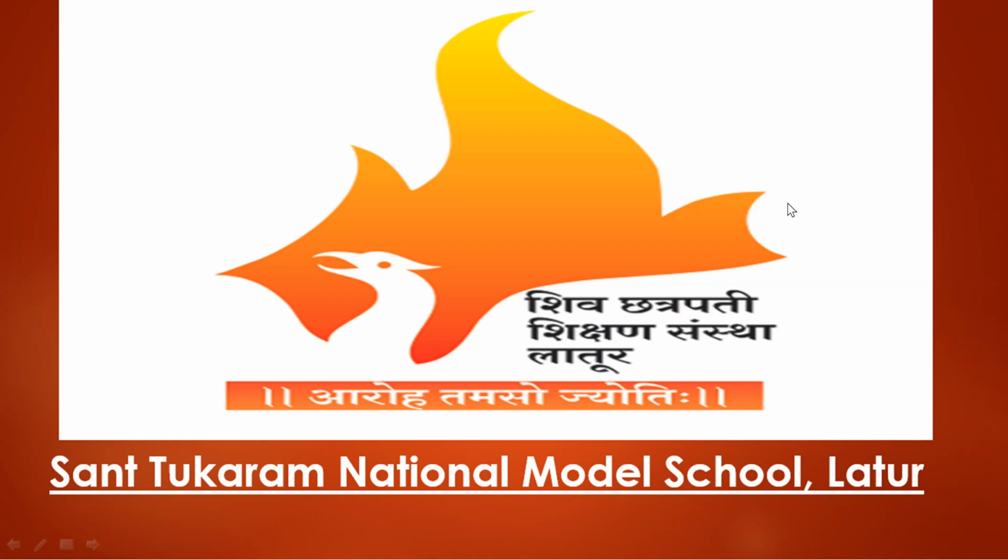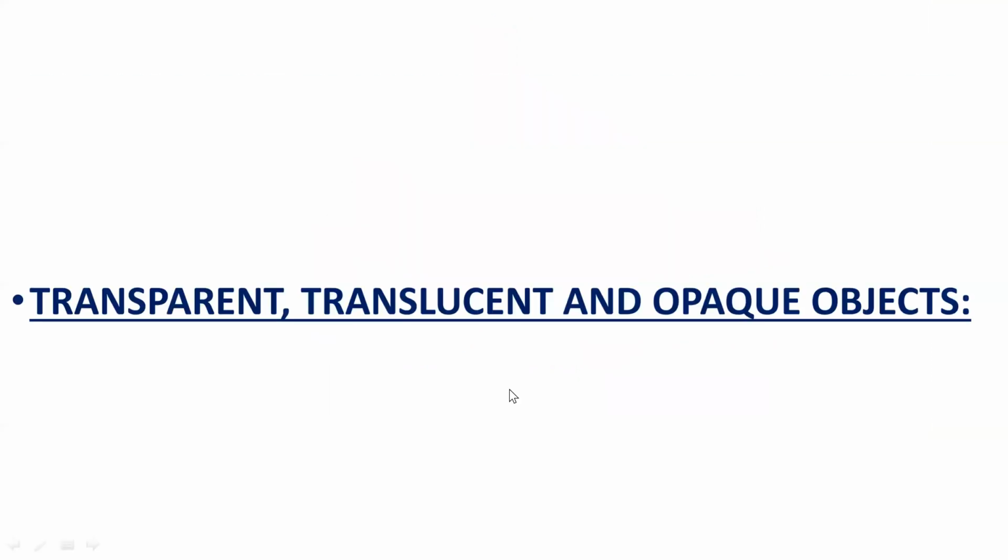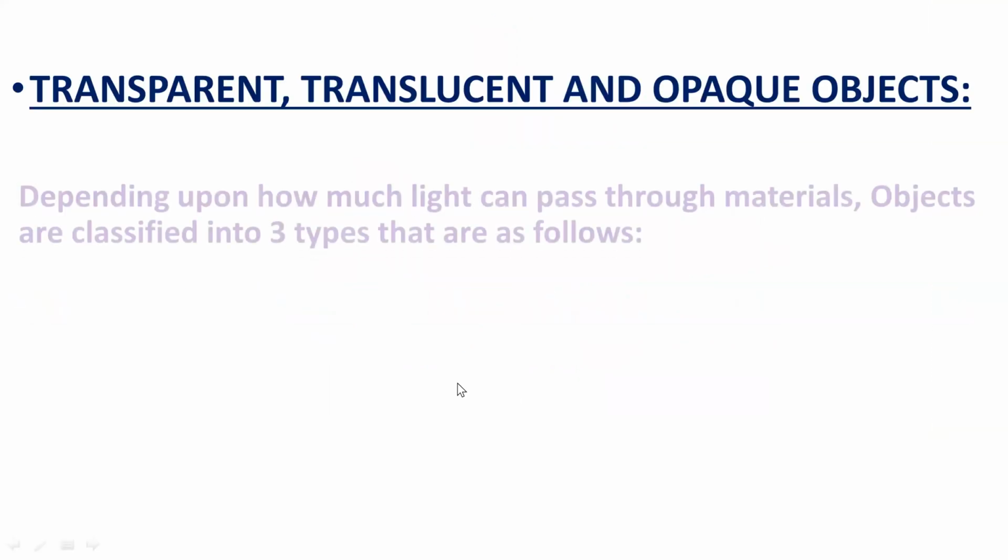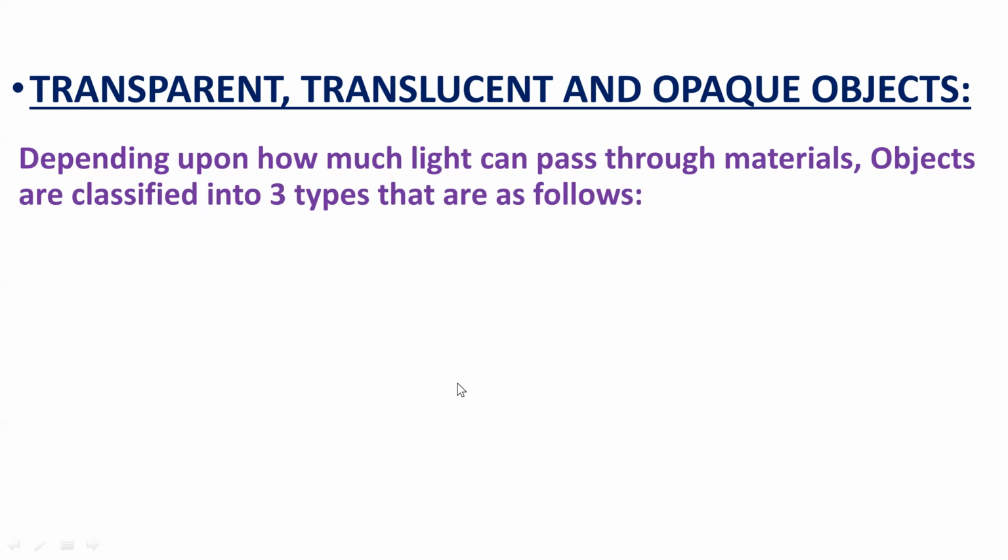Today, in this session, we are going to see the properties of light, and depending on the properties of light, how objects can be divided into three categories: transparent object, translucent object, and opaque object. Depending on how much light can pass through the materials, objects are classified into three types, which are as follows.